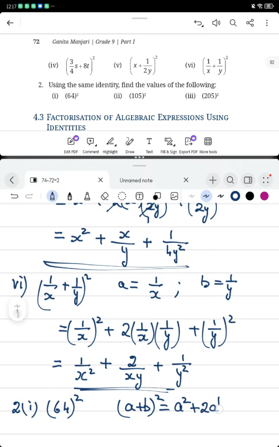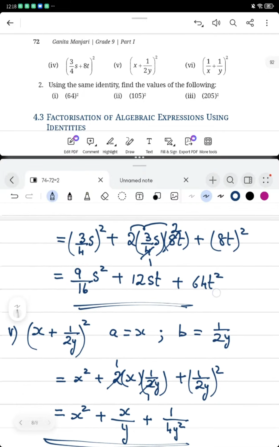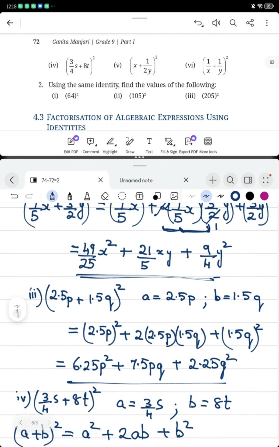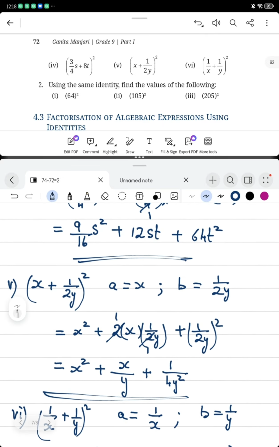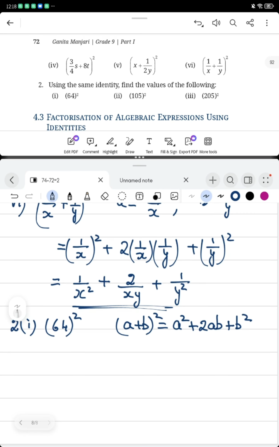I'm writing this identity, not always, just for reminding you, wherever I can. See, in the fifth question I didn't write, the sixth question I wrote. So I'm just writing it to keep reminding you. Anyway, you have to remember it. Keep this in mind. This is the identity. We are going to learn more identities as we go ahead.